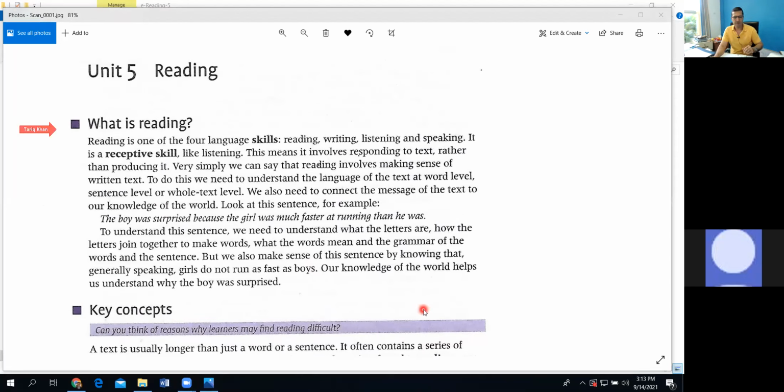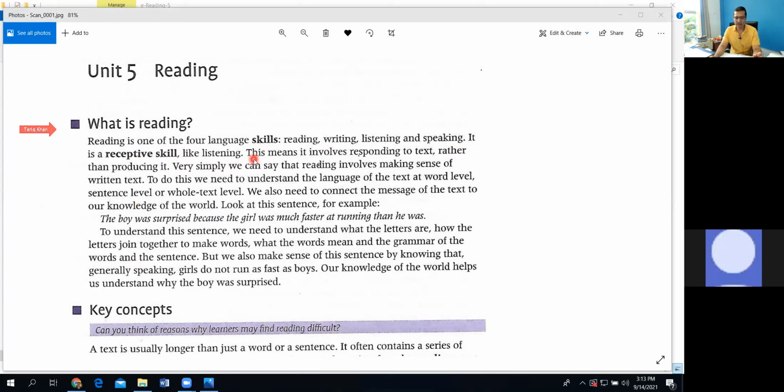So the first is reading. If you see what is reading, reading is one of the four skills: reading, writing, listening, and speaking. It is a receptive skill, like listening. So what does it mean? Reading and listening both are receptive skills. Highlight the receptive skills. What does this mean when we say receptive skills?